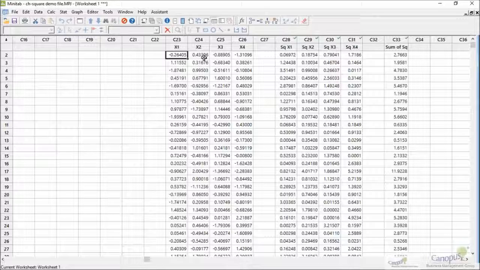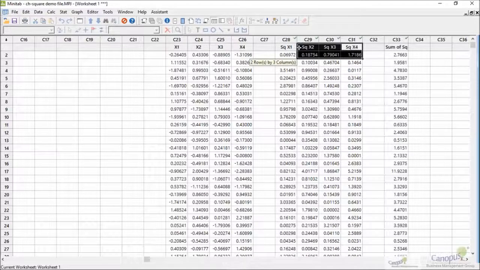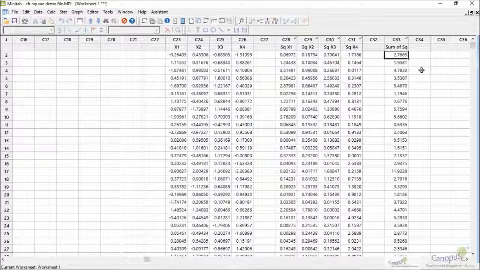But now, instead of just finding their average as we did in central limit theorem, I am going to square these values. So I am going to take x1 and square that and put it here. And likewise, I am going to square x2, x3 and x4. All these squared values are given in columns 28 through 31. Now I am going to add all these squares. I am going to add columns C28 through C31 and put that in C33. I am calling this the sum of the squares.